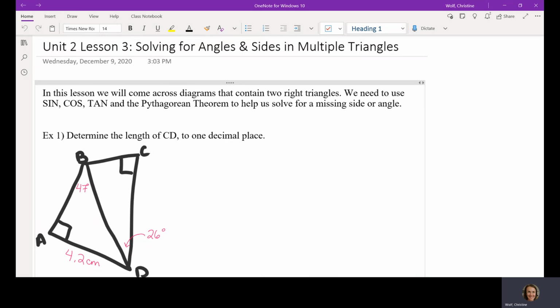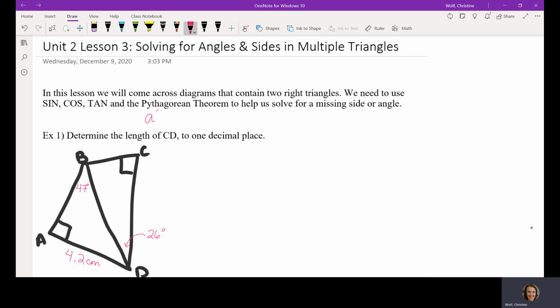So in this lesson, we will come across diagrams that contain two right triangles. Remember, we can only use SOHCAHTOA in right triangles. Right triangles are triangles that contain what? A 90-degree angle, or that little square, okay? So we're going to use sine, cosine, tan, and the Pythagorean theorem. You learned the Pythagorean theorem in elementary school. That's this guy here, a squared plus b squared equals c squared. So we may have to refresh our memories on that guy a little bit.